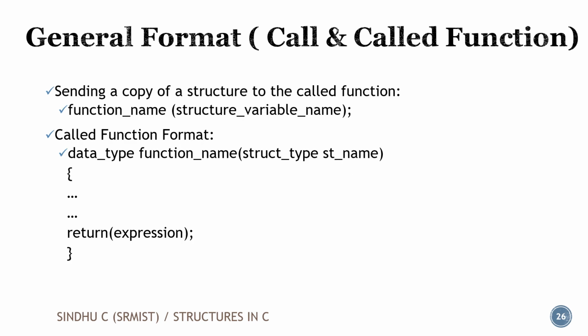Here I have discussed the general format or template or the syntax of the call and called function. The first one is the function call. You have the function name and the structured variable's name inside the parenthesis. The structure of the called function is the function definition. So you have the data type, you have the function name, inside the parenthesis you have the struct type and the struct name, and then you have the body of the function.